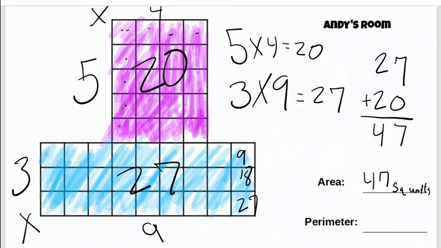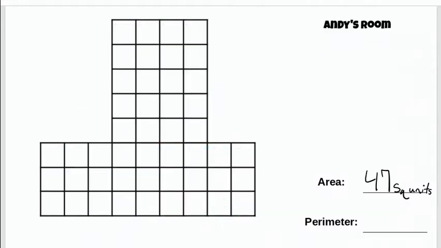Now let's find the perimeter. So the perimeter is the distance around the figure. Before we can find the total distance around the figure, we need to find the distance of each side individually. So now we have each side individually. To find the total distance all the way around, we got to start putting these sides together.